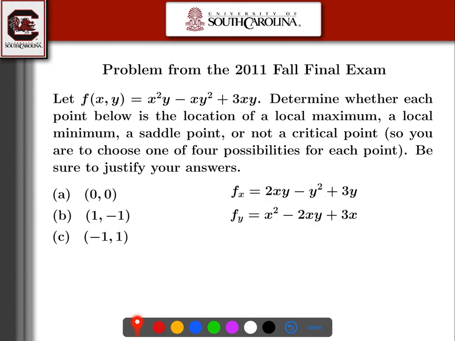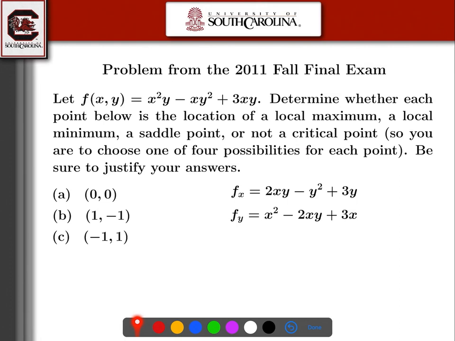The point of this problem is you don't need to figure out where these are 0 because I'm not asking you to find the critical points. What I'm asking you to do is determine whether these are critical points, and if they are, whether they're local max, local min, or saddle points. So you just want to check to see if both derivatives are 0 at these points. If both derivatives are 0, then they're critical points, and we have to determine if they're max, min, or saddle point. If both derivatives are not 0, then they're not critical points, and that will be our answer, that it's not a critical point.